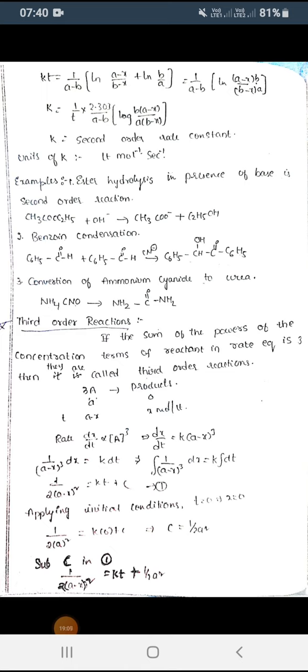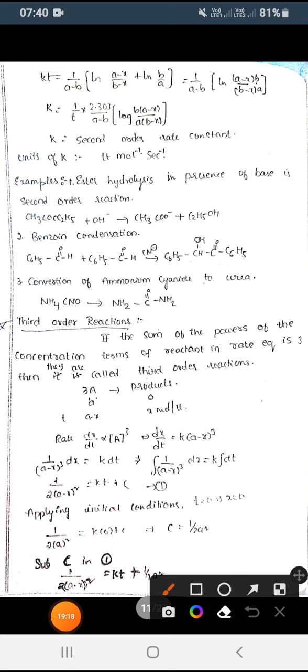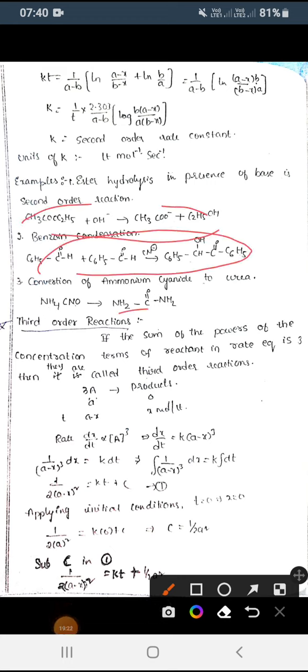So here, for example, we can take it as two reactants. Here, ester hydrolysis we can take. So it is getting two reactants, and these are the examples we have taken.